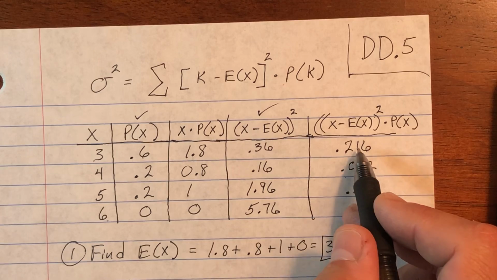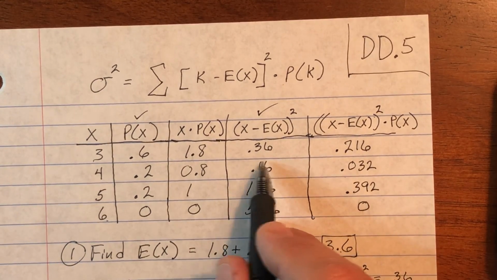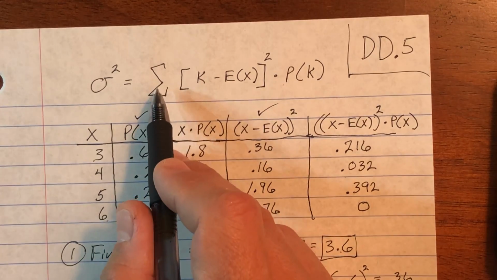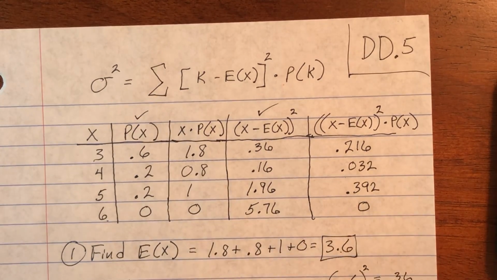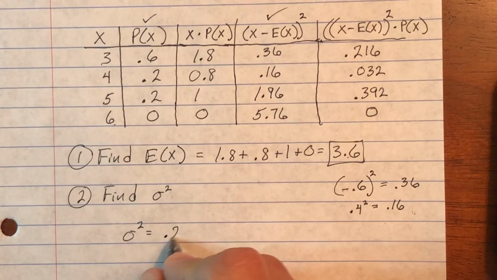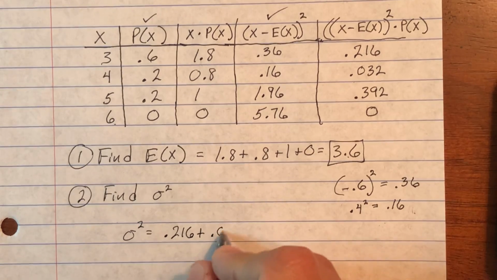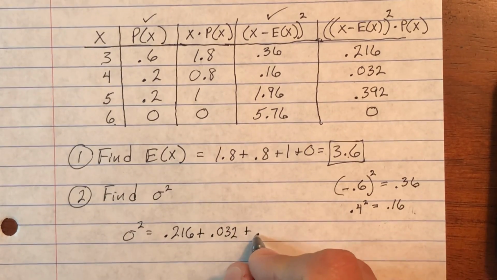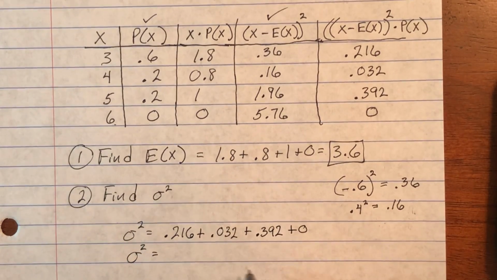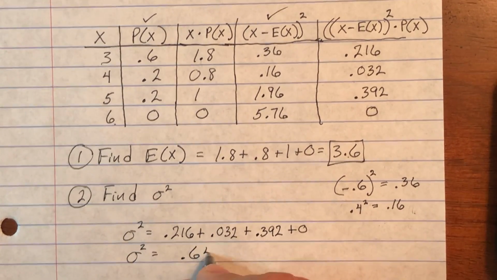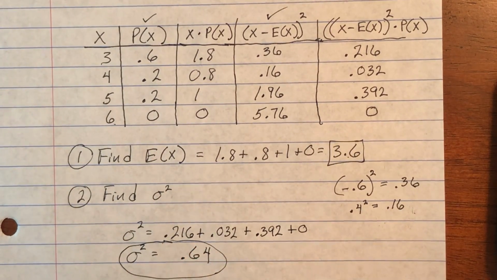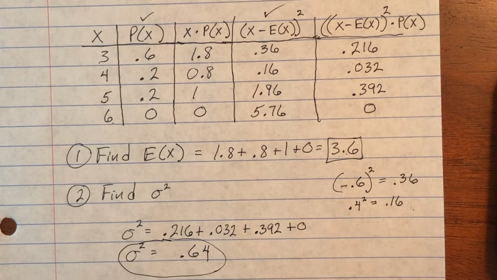Okay? So, in other words, this whole column is just this column times this column. And once you've got that, remember, we're just adding those up. So you add up these four numbers. So that means that the variance, write it down here, the variance is going to equal 0.216 plus 0.032 plus 0.392 plus 0. So the variance is going to equal 0.64. And that is what we were shooting for all along. That is the variance. That's how you calculate it.